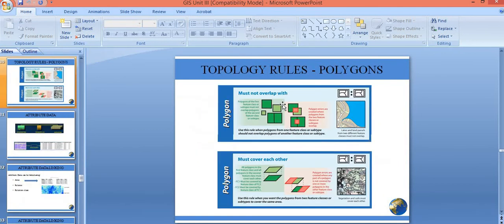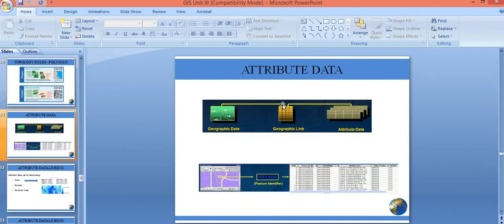Okay, the next point is how to link the spatial data with the attribute data. You can link the spatial data with attribute data by assigning unique IDs. Here in this image you can see you have attribute data here and spatial data here. How are you relating this with this? By assigning a unique ID. By assigning a unique ID, you can relate spatial data with the attribute data.